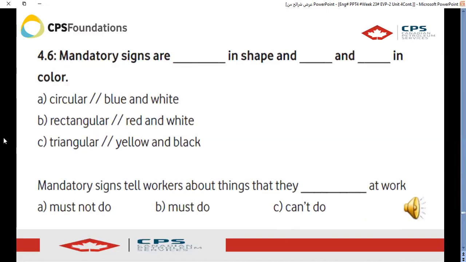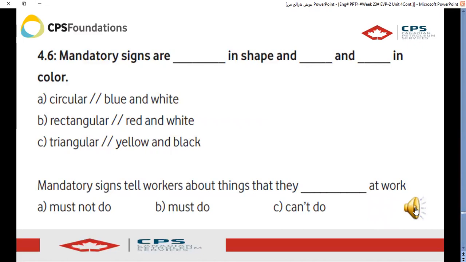Next, mandatory signs are what in shape and what in color? Mandatory signs tell workers about things that they. Remember that when you answer a listening activity or a reading activity, don't count on your knowledge. You have to listen or read before you choose the correct answer. Let's listen. 4.6. Mandatory signs are circular in shape and blue and white in color. Mandatory signs tell workers about things that they must do at work. For example, you must wear a hard hat in this area.